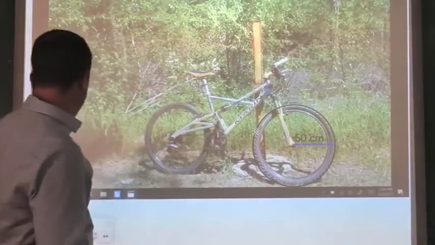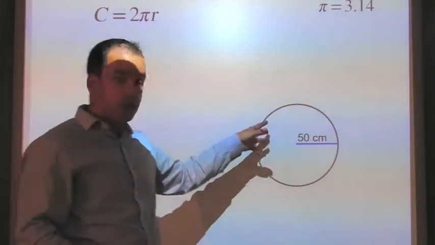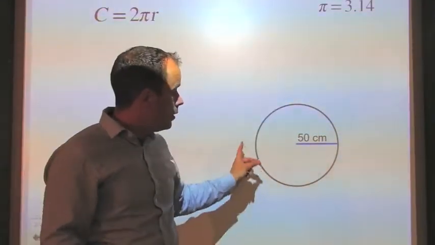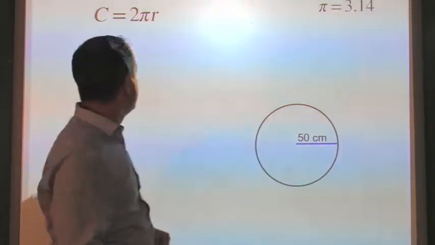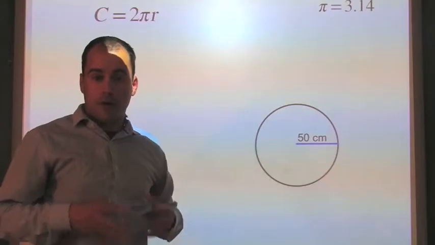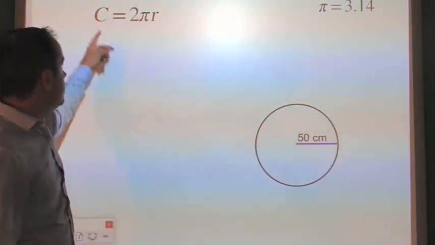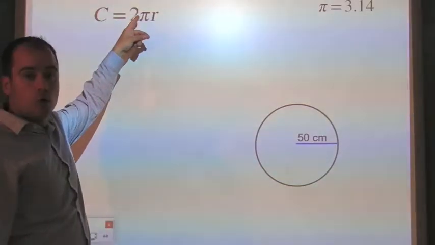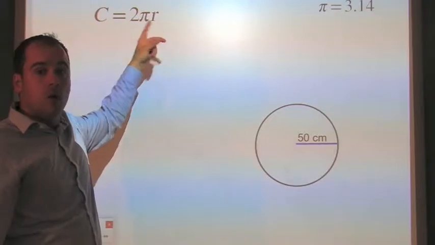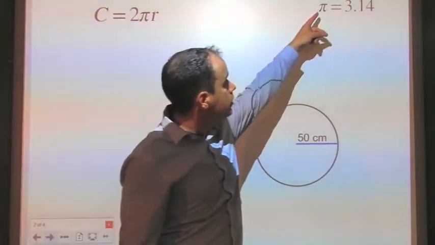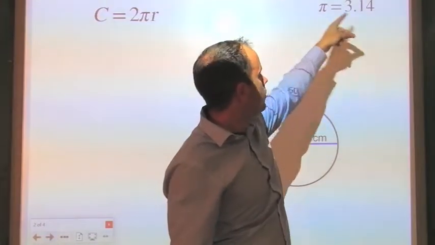Let's take a look. So we're going to move the bike out of the way. There's still the tire. We have a circle, and it has a 50 centimeter radius. In order to figure out the circumference, we have to look at the formula. The formula is circumference equals 2 times pi times the radius. We've already learned that pi is 3.14.